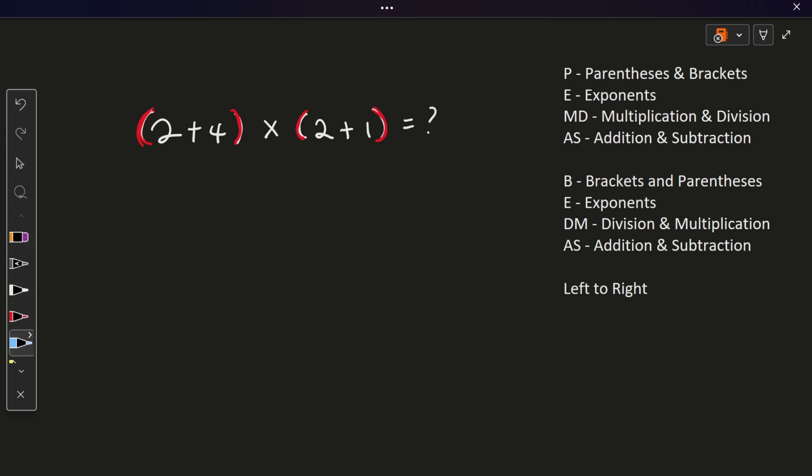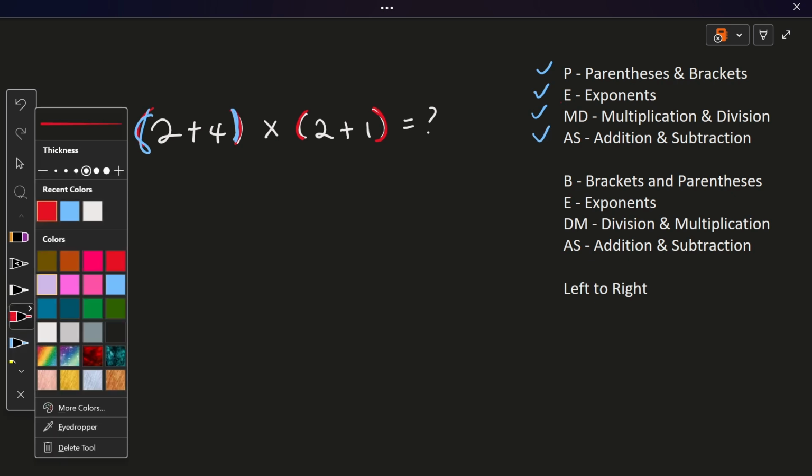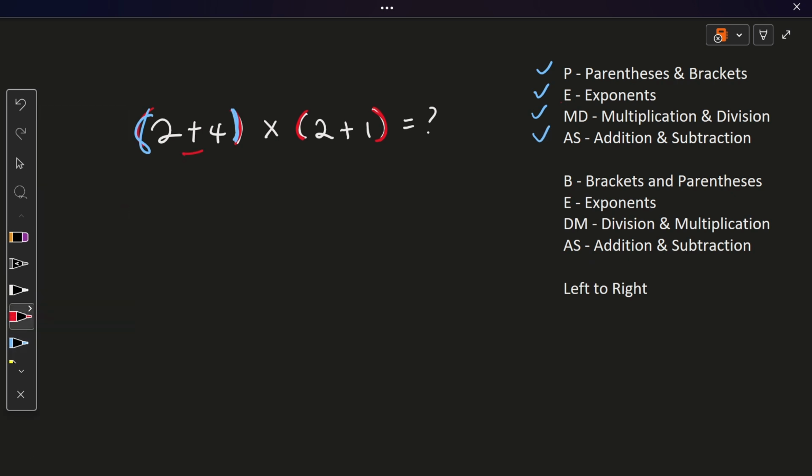As far as this first or leftmost bracket is involved, do we have any parentheses or brackets inside? Nope, we're good. Any exponents? We're good for those. Any multiplication or division? Not this time. Any addition or subtraction? There's only one operator here, and it's addition, and so 2 plus 4 can be written as 6. And since 6 is the only term in this set of brackets, the brackets can be removed.